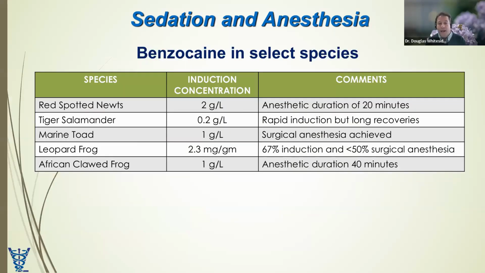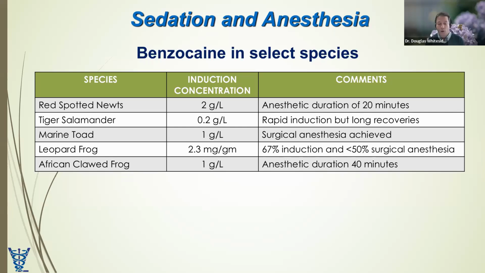And if we look at select species, it's been used in red-spotted newts. 2 grams per liter gave an anesthetic duration of about 20 minutes. In tiger salamanders, I've used it at 0.2 grams per liter. It does give you a rapid induction, but I find that the recoveries are actually longer than MS-222, so I don't tend to use it as much. In marine toads, they've been anesthetized successfully within about 5 minutes with benzocaine, so really quick onset of action using that 1 gram per liter.